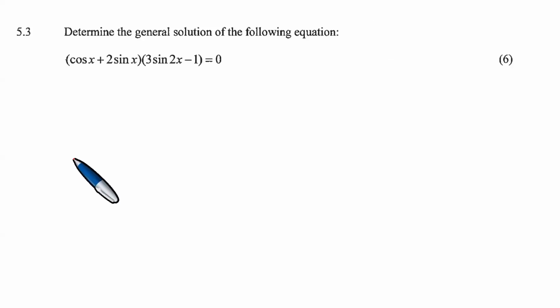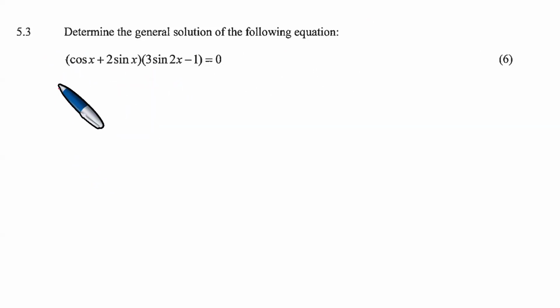In this lesson, we shall focus on trigonometric equations. To start with, we shall discuss how to solve question 5.3. This question appeared in a November 2022 exam paper. Determine the general solution of the following equation: (cosine x plus 2 sine x)(3 sine 2x minus 1) equals 0.